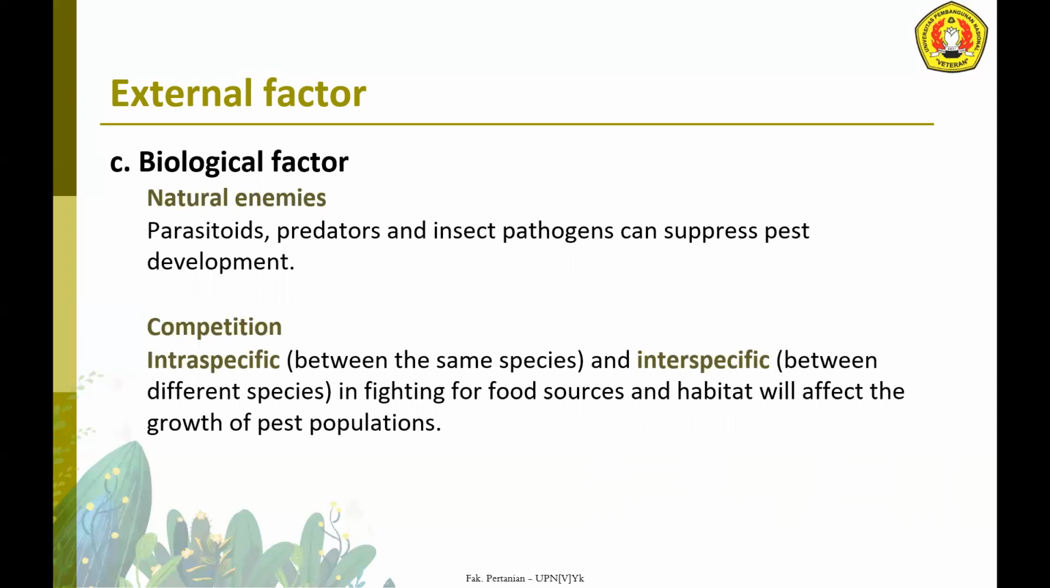Faktor-faktor biologi, biological factor like natural enemy, musuh alami, like parasitoid, predator of insect, pathogen can suppress pest development, including also pathogen, entomopathogen, or penyakit pada serangga. Nah, we have parasitoid, we have predator. It's important to separate between parasitoid and predator.